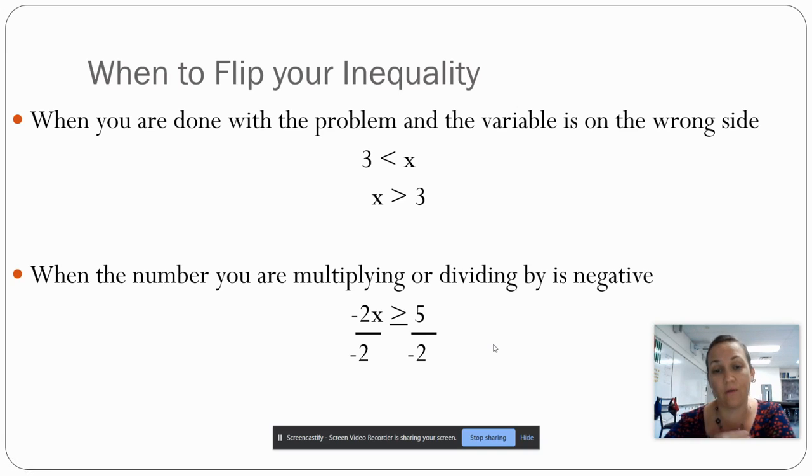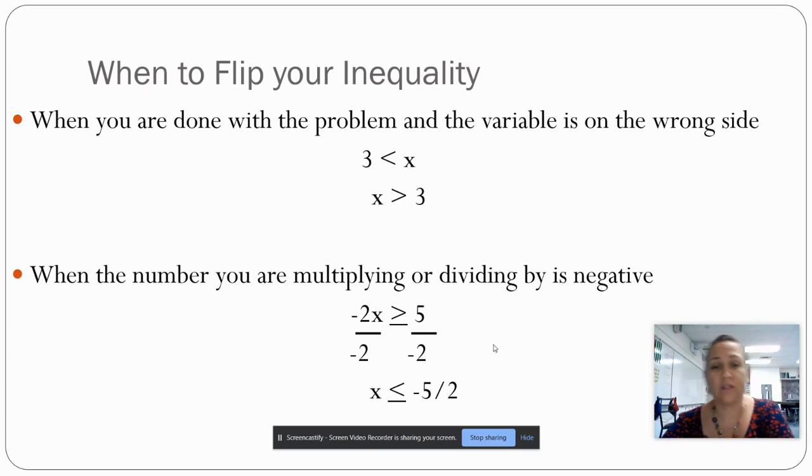As soon as I see that, what I like to do on the next line is I like to immediately flip my inequality, make it go the other direction so that I don't forget. So as soon as I divide by a negative, I'm going to flip it. Right now it's a greater than or equal to. I'm going to make it a less than or equal to. And so my final answer on this problem is x is less than or equal to negative 5 over 2.